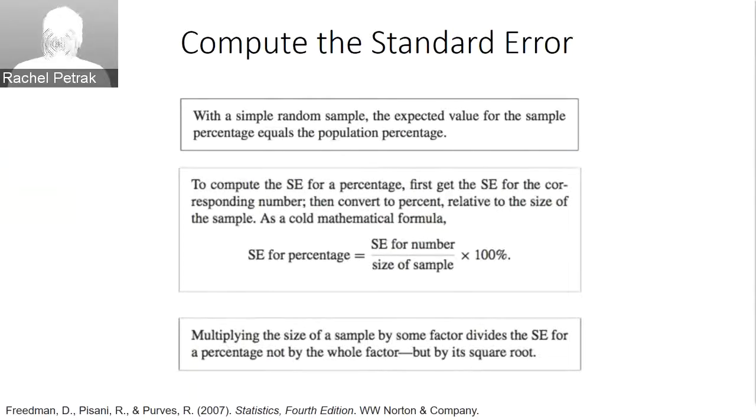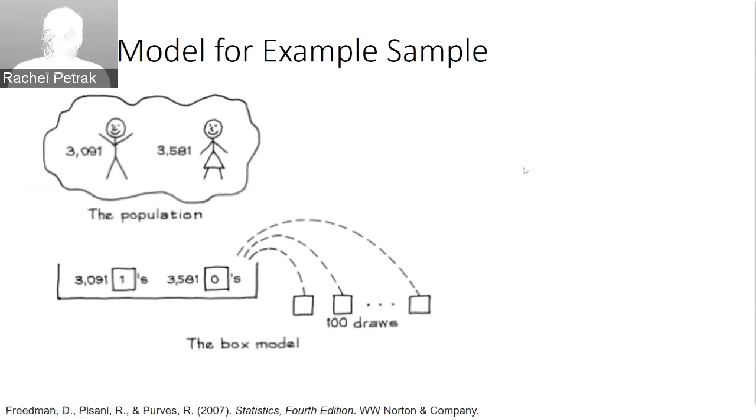Next, we're going to look at the method for calculating standard errors like this. Generally, the idea is to first find the standard error for the number of men in the sample, then convert to a percent relative to the size of the sample. And the size of the sample just means the number of sample people, like 100 in this case. So first, let's look at a box model for the example sample.